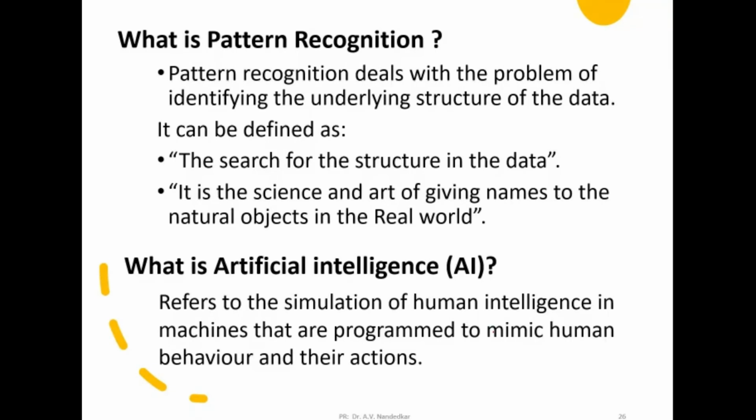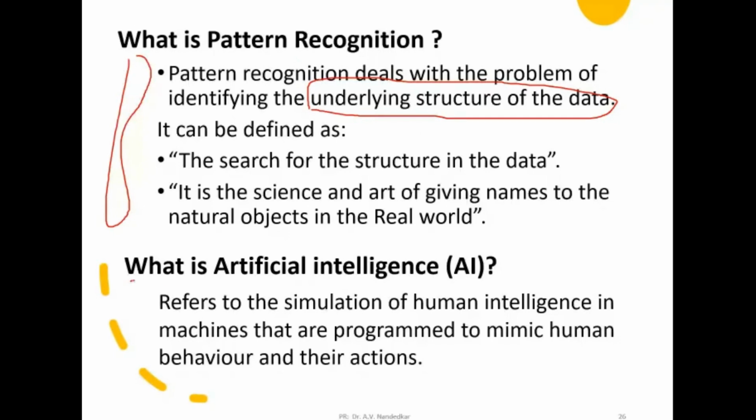So we will just revise what we have seen. What is pattern recognition? Pattern recognition deals with the problem of identifying the underlying structure of data. This is the key thing. It can also be defined as the search for structure in the data. It is the science and art of giving names to the natural objects in the real world. So these are a few definitions of pattern recognition.